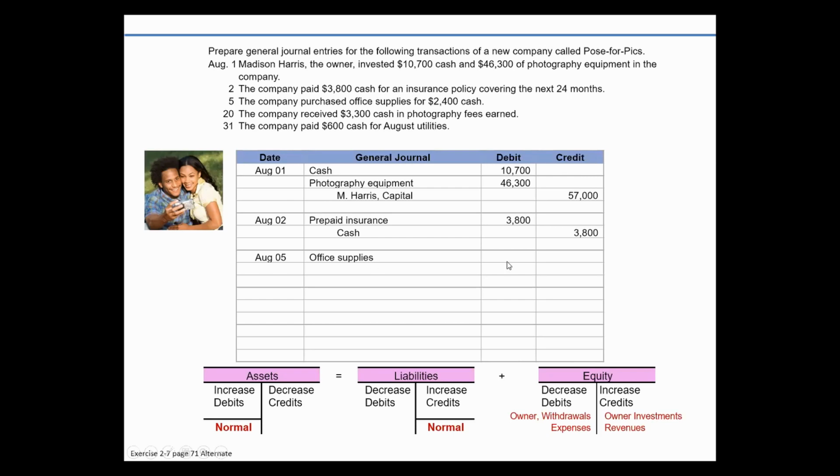And again, office supplies, we're going to have to debit office supplies by $2,400 because we're receiving office supplies. That's an asset. We have to decrease our cash by that amount because we're paying out cash. And then she received money from her customers, so we have to debit cash in order to increase cash, $3,300, and then the photography fees earned, we're going to credit that by $3,300. And then August 31st, you have utilities expense, $600, because you have to recognize the expense on the equity, and then you debit that, and then we paid out cash, so we credit cash $600.